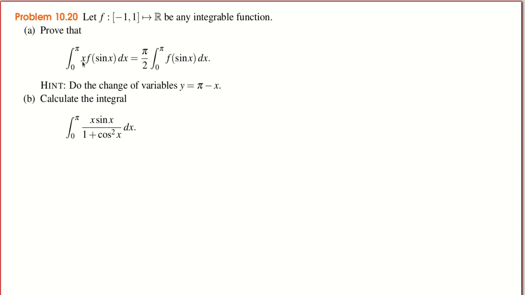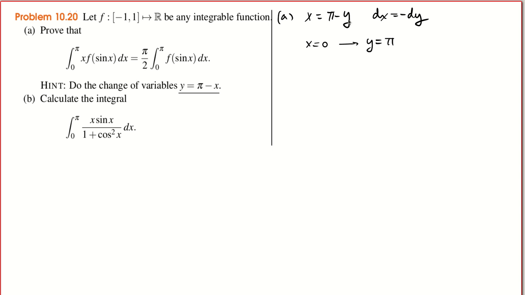This is one of these magic tricks that you can sometimes play by doing a change of variable. Here the change of variable is suggested, equal to this, so let's do that first. Suppose we do this change of variable in this expression, so x is equal to pi minus y, so dx is equal to minus dy. When x is equal to 0, of course y is equal to pi, and when x is equal to pi, of course y is equal to 0.